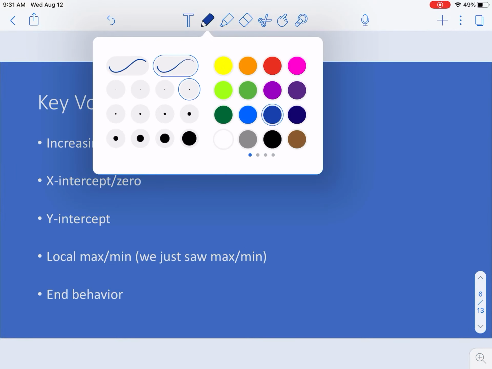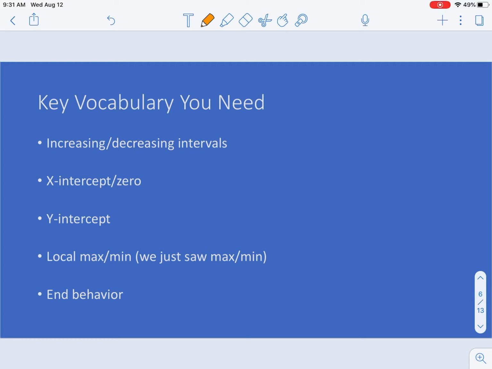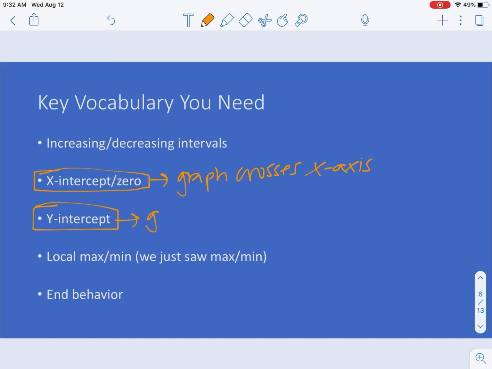This was the key needed information. A lot of this you've probably heard before, so we'll start with x-intercepts, and the other fancy word we use there is a 0, and this is simply where the graph crosses the x-axis. The next part then is y-intercept. This goes with it, which is where your graph crosses the y-axis.